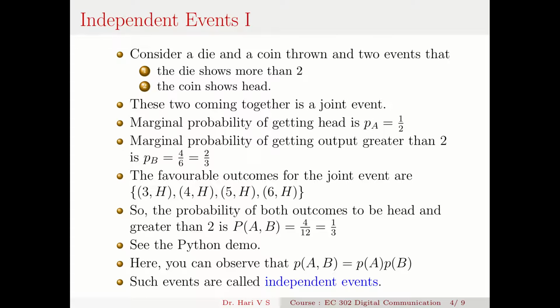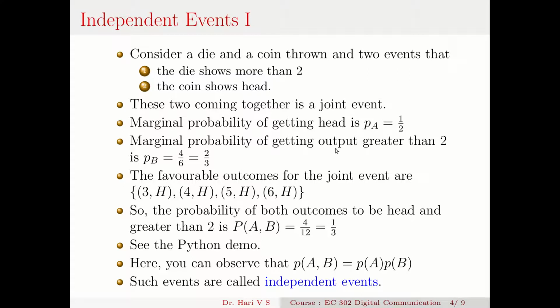See here, suppose I throw a die and I toss a coin, say the die shows more than 2 and the coin shows head. But you know that these two are independent events. One does not depend on the other. I independently toss a die and a coin. So one event is the die showing more than 2 and the coin showing head is the second event. They come together, that's a joint event, but the marginal probability of getting a head is 1 by 2.